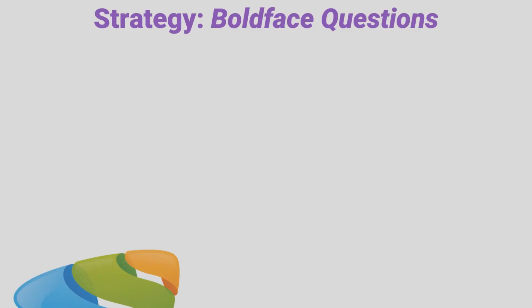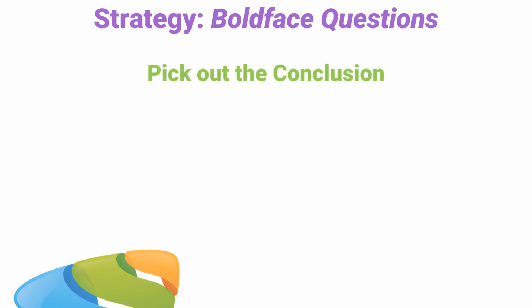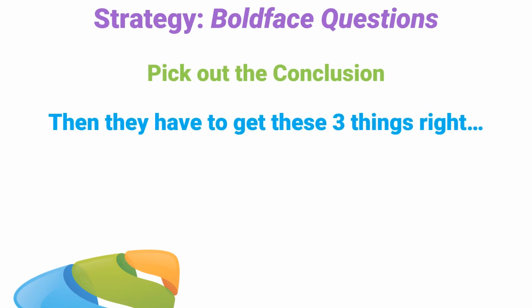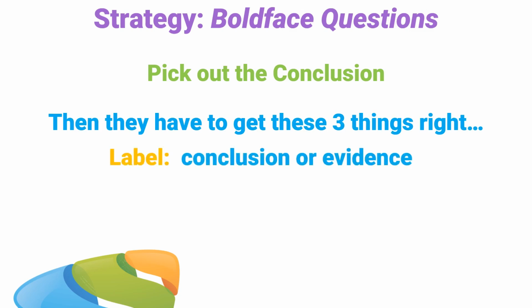All right, let's tackle that boldface question. So the strategy is very simple and very effective. First, pick out the conclusion because we always pick out the conclusion. Next, the correct answer choice must get these 3 things right, so we check off each of these 3 things in order. First, the boldface sentence must either be a conclusion-y type statement or an evidence-y type statement. Those are your only 2 choices.